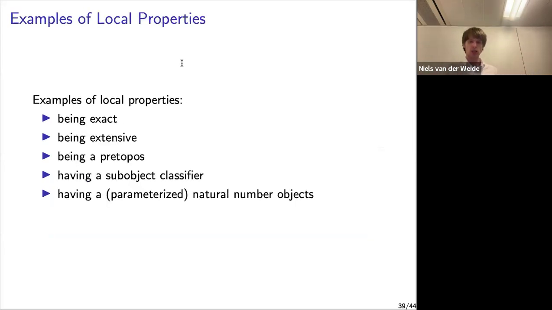And there are many examples. Being exact, which represents quotient types; extensive, which represents disjoint sum types; pretoposes, which is the conjunction of these two, so some kind of universe for predicative mathematics; having a subobject classifier, which gives us a predicative universe of propositions; and having a parameterized natural numbers object, which gives us the type of natural numbers. And all of these are examples of local properties.